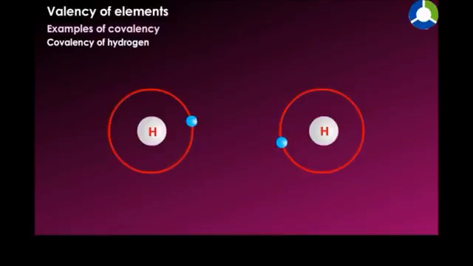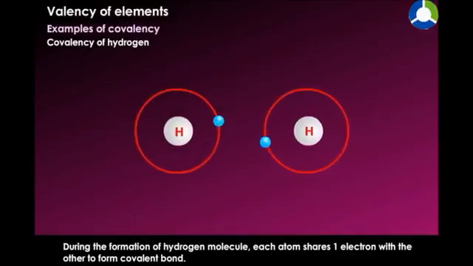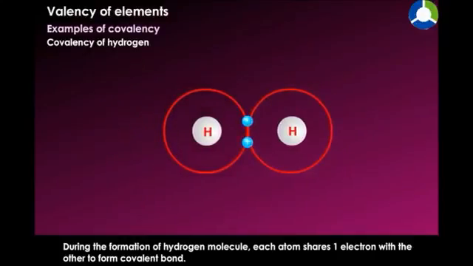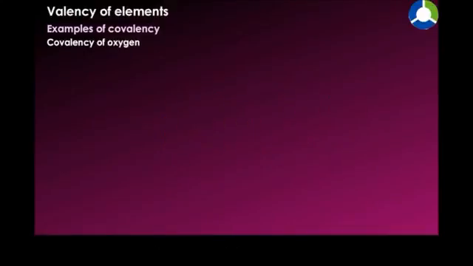Covalency of hydrogen. During the formation of a hydrogen molecule, each atom shares one electron with the other to form a covalent bond. So, the covalency or valency of hydrogen is 1.